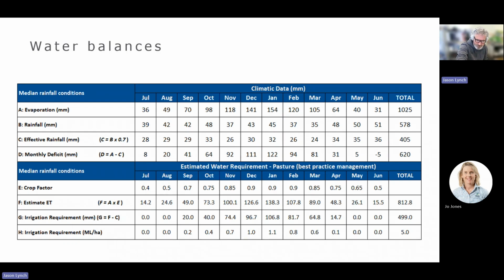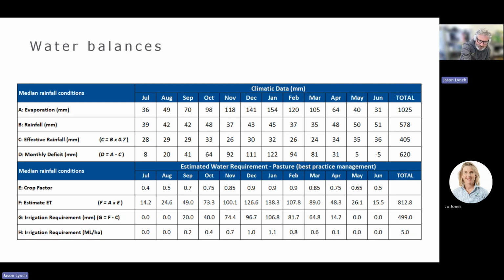Not a lot gets used in winter for the evapotranspiration rates. 15 thereabouts for July and June, and then we take it all the way through to January in this example, where we're getting evapotranspiration rates of well over 100, 125, 130 millimetres per month.